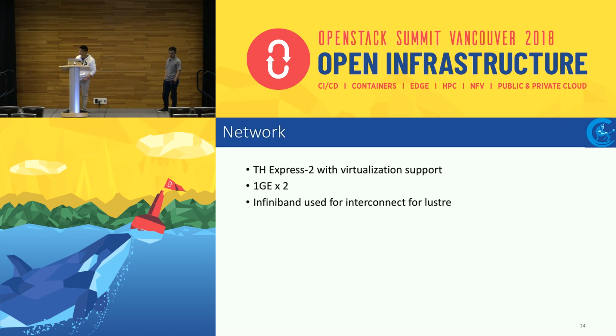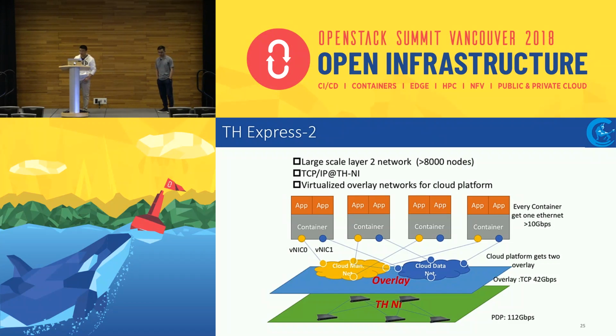There are three types of networks in our system. TianHe-2 network is virtualized for the virtual environment, two Ethernet networks are for platform management and external users, and the InfiniBand network is used for Lustre connections only. This is the overview architecture of TianHe-2 virtualization support. First, a large-scale layer 2 network supporting more than 8,000 nodes. Second, TCP and TCP/IP over TianHe-NI. Third, virtualization over raw networks for the cloud platform.